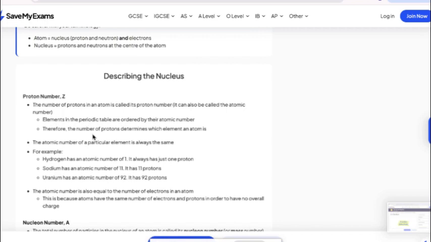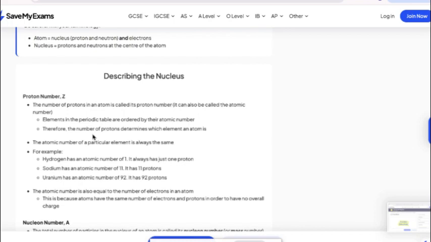The number of protons determines which element an atom is. If the number of protons is 10, then the atom is neon. If the number of protons is 11, the atom is sodium. If the number of protons is 12, the atom is magnesium, according to the periodic table.